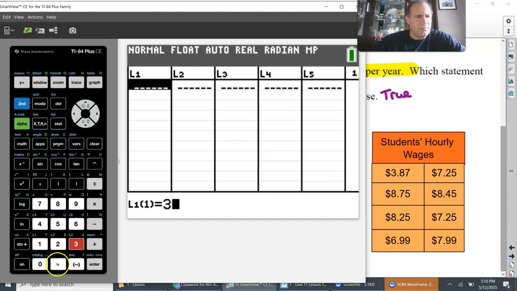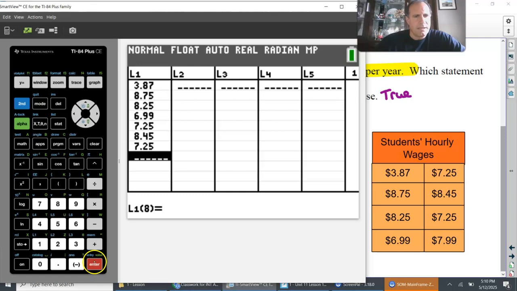So we're going to have 3.87, enter, 8.75, enter, 8.25, 6.99, 7.25, 8.45, 7.25 again, and then 7.99.